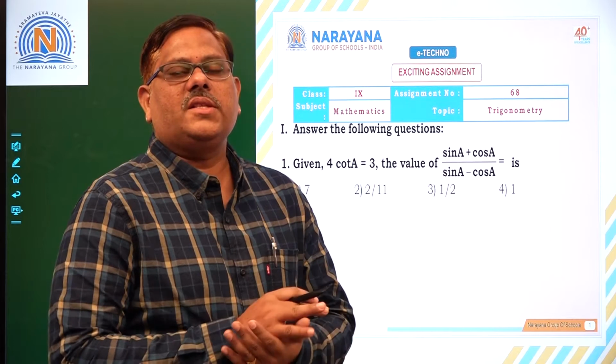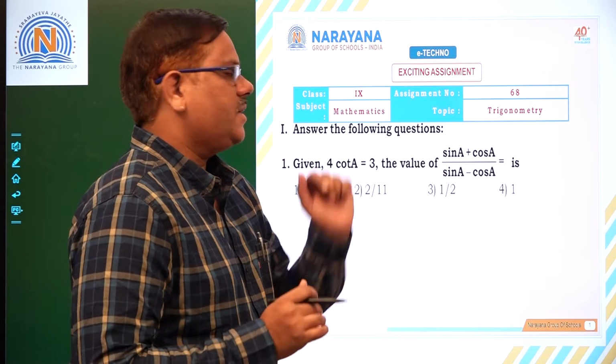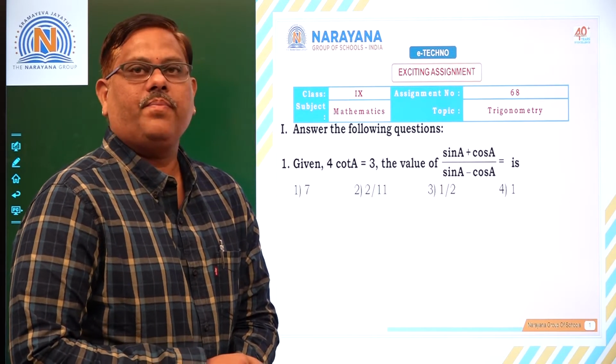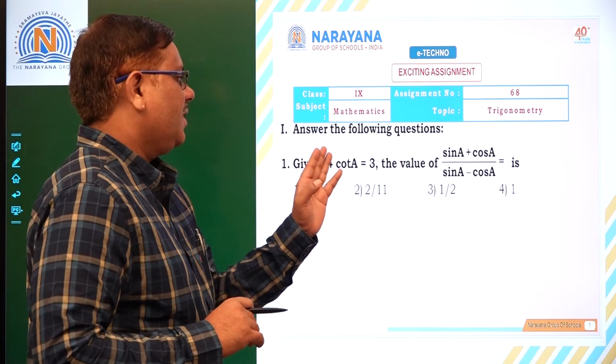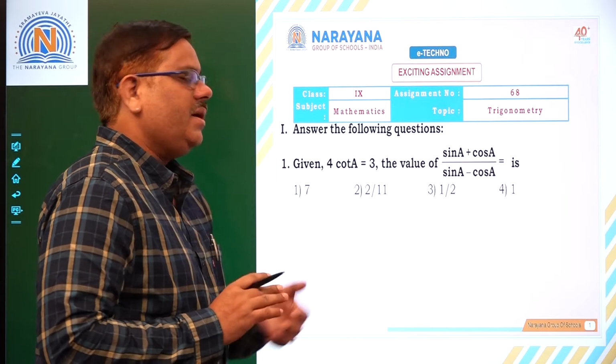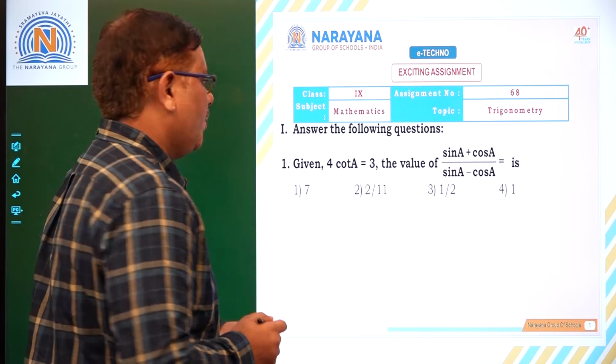Today for class 9 students, we are going to discuss assignment number 68 on trigonometry. Let us start with the first question. Given 4 cot A is equal to 3, the value of (sin A plus cos A) by (sin A minus cos A) is equal to?